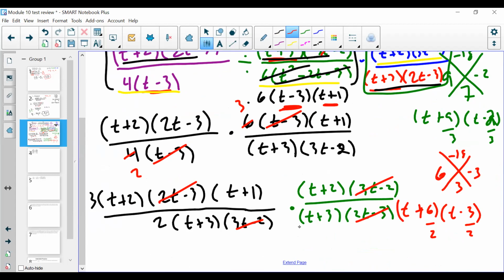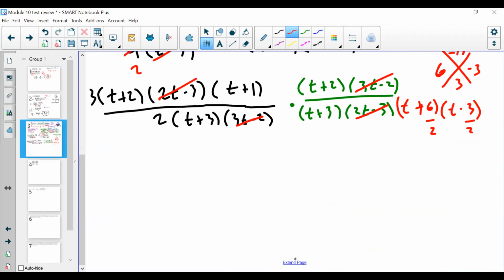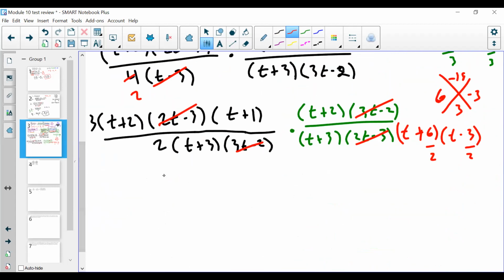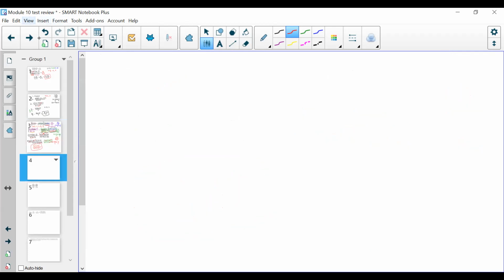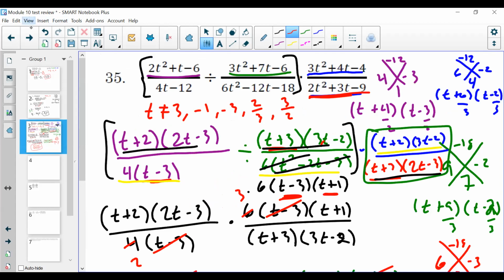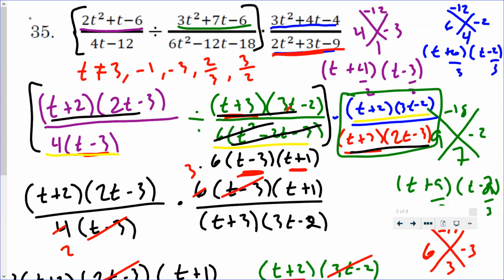Unless I'm missing anything, that's it. So what I'm left with is this 3. I have 2t plus 2s, so t plus 2 squared all over 2 times t plus 3 squared, with the restrictions that we listed above. Tanish, go ahead. Can you scroll down a bit? I just wanna look at something.